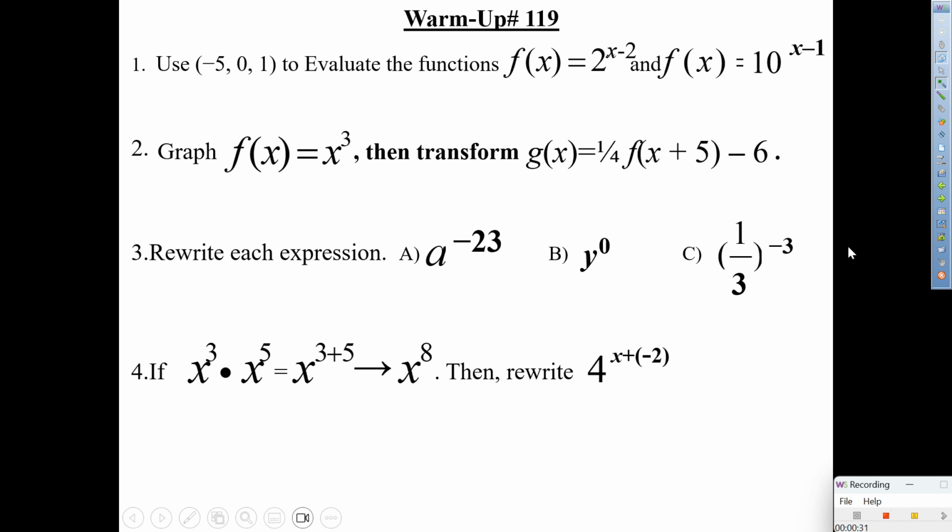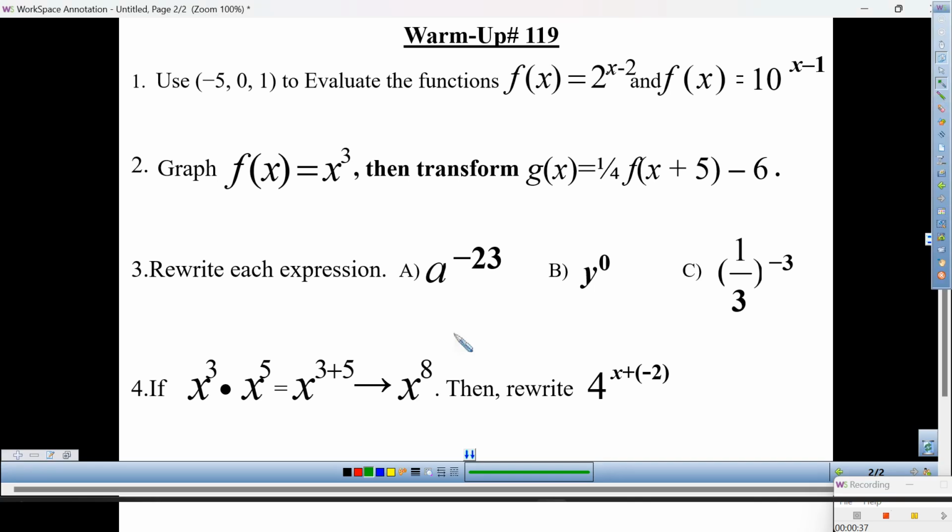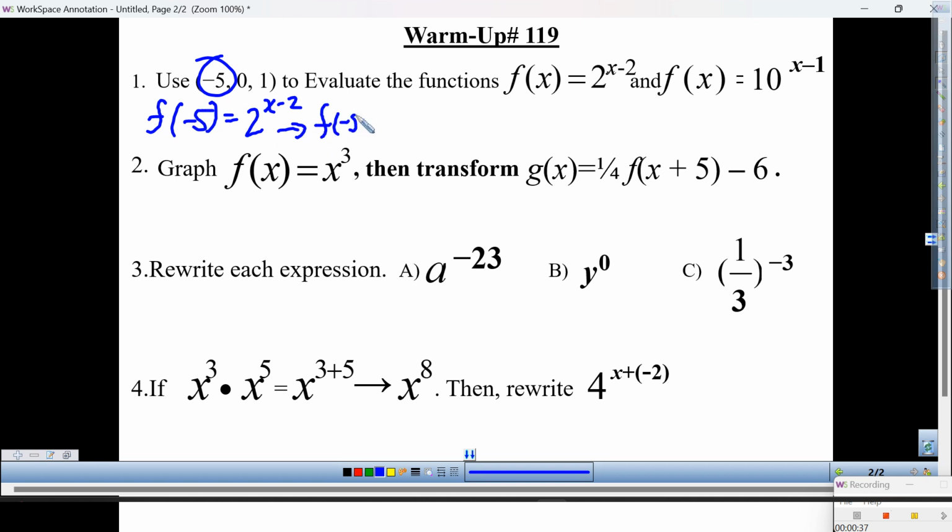All right, so being that it's Monday, let me go over that warm-up one more time just to make sure we got it. So, for f of x equals 2 to the x minus 2, focus, Jacob, we're going to substitute -5. So this becomes f of -5 equals 2 to the -5 minus 2, which is 2 to the -7, which is 1 over 2 to the 7th. Is that correct so far?